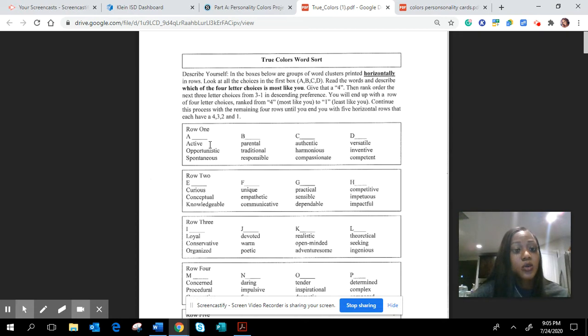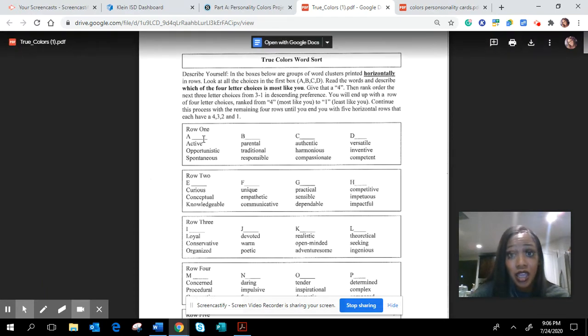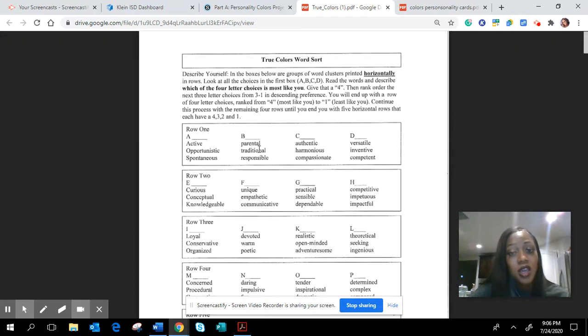So if you feel like most of these words describe your character completely, then maybe the words under A describe you more than the words under B, and more than the words under C and D. If that's the case, you would make A your number 4. Now, you need to look these words up. Like, for example, this one is parental.